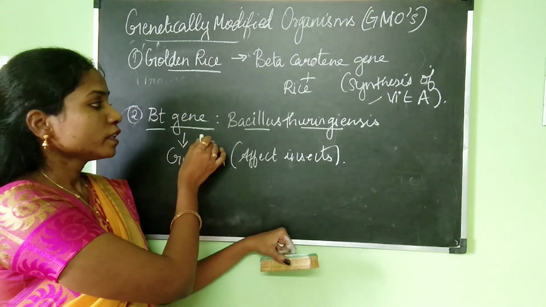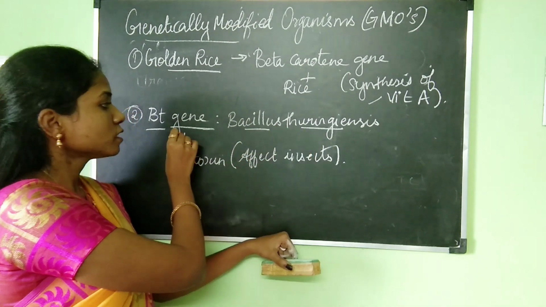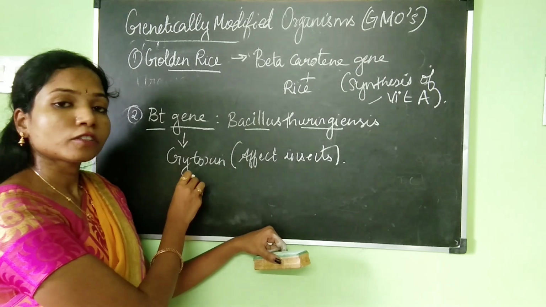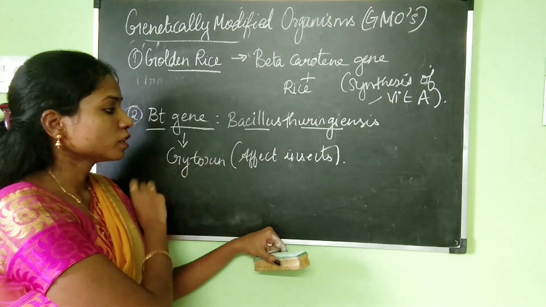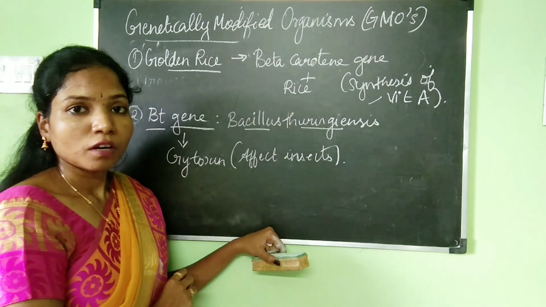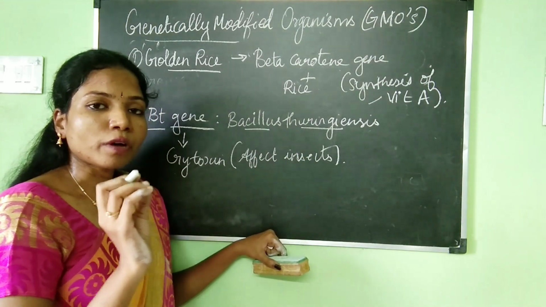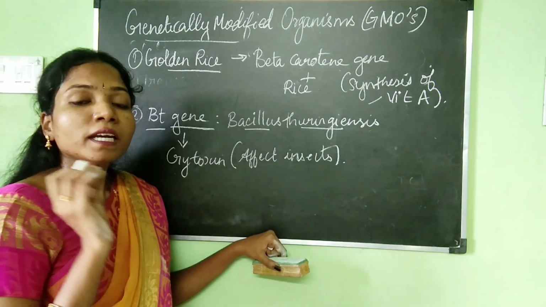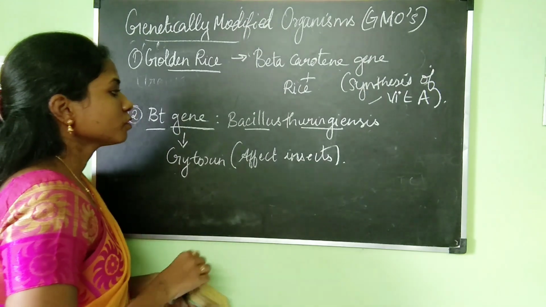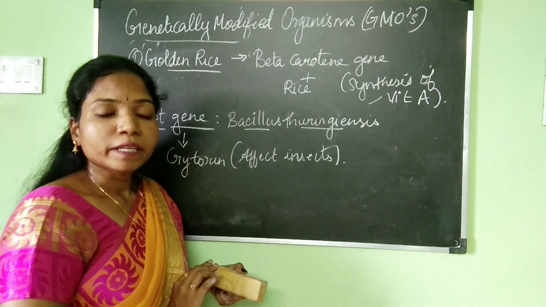Okay, so what are they doing? The Bt gene is obtained from Bacillus thuringiensis because this Bt gene produces a toxin known as the cry-toxin, and this cry-toxin affects the insects. Okay, so when this Bt gene is incorporated into a plant, the plant will be resistant to pest attack. Okay, so these are the two examples for genetically modified plants.